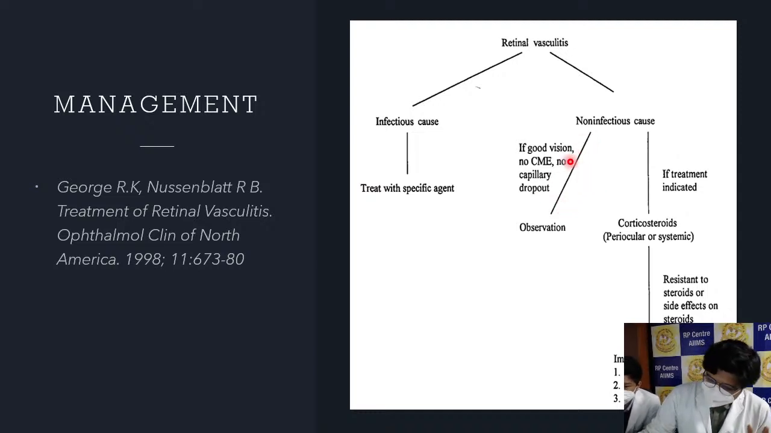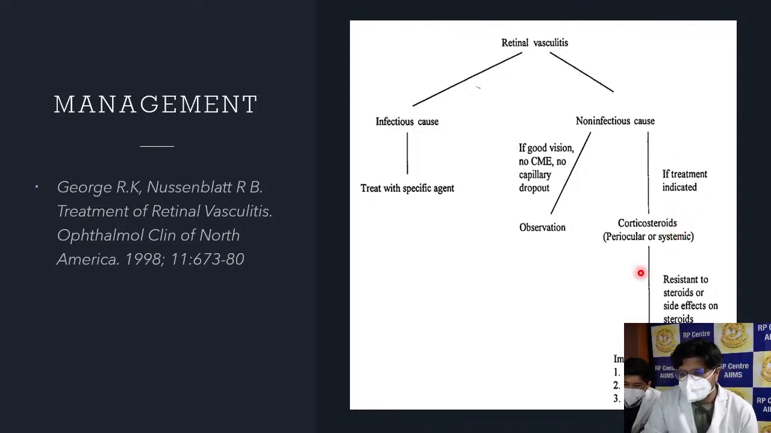If the vision is good, if there is no cystoid macular edema or no capillary dropout, observation is done. And if treatment is indicated, we will go ahead with corticosteroids, either periocular or systemic. And if the patient is resistant to steroids or becomes steroid dependent, then we go ahead with immunosuppression.